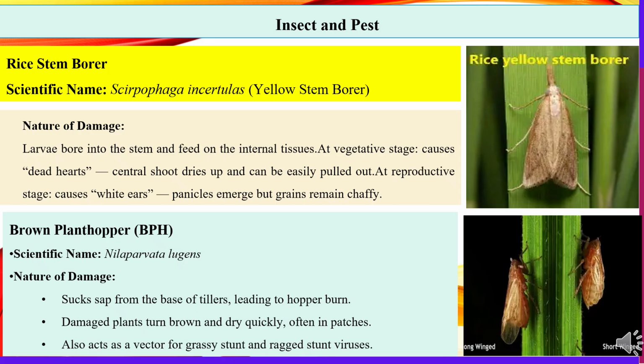Management. Maintain proper plant spacing to reduce humidity in the crop canopy. Avoid indiscriminate use of broad-spectrum insecticides that kill natural predators. Apply selective insecticides, e.g., buprofezin, pymetrozine, when BPH exceeds ETL, economic threshold level.